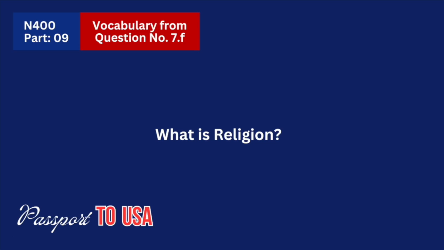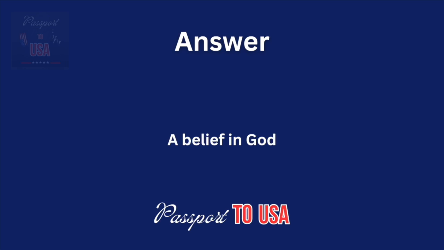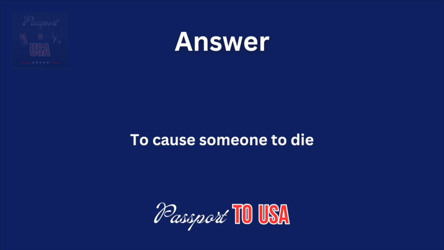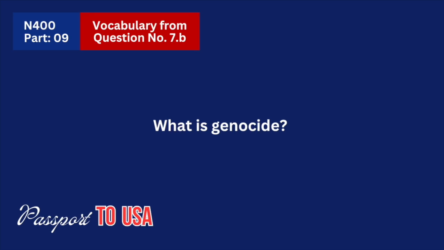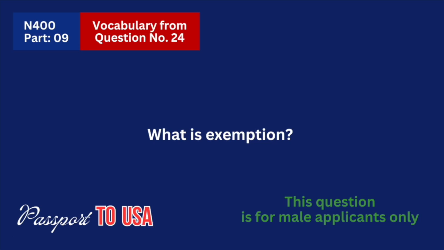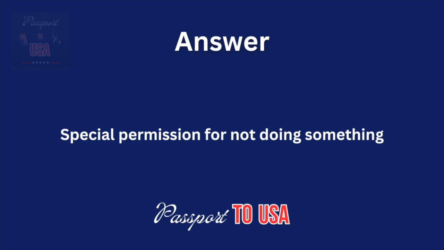What is religion? A belief in God. Do you understand the meaning of killing? To cause someone to die. What is genocide? To kill a whole race. What is exemption? Special permission for not doing something.